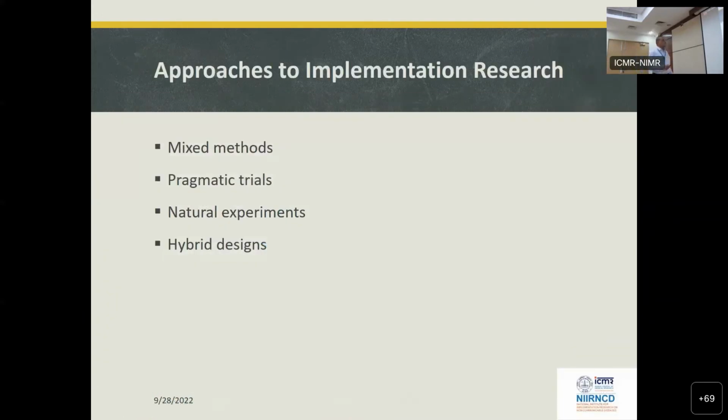So we said that we are going to use mixed methods or pragmatic trials, natural experiments, or hybrid design. Mixed methods are when, as I talked about this NPCDCS program, you collect quantitative data on the basis of parameters. What percentage of people you have made aware about existence of NPCDCS program?